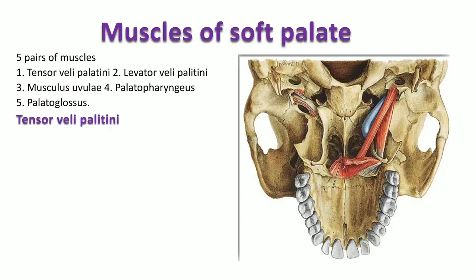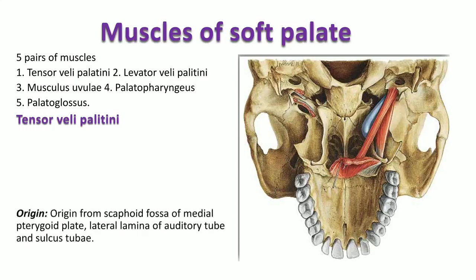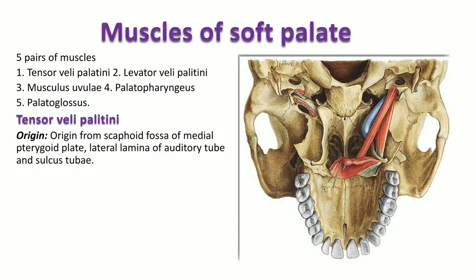Tensor Veli Palatini muscle. As I told you, the tendon of this muscle forms the fibrous framework. Now, here you are able to see the Tensor Veli Palatini muscle. It mainly arises from the scaphoid fossa of the medial pterygoid plate. Here you are able to see the medial pterygoid plate, and there you are able to see the lateral pterygoid plate. We just trace the origin to the medial pterygoid plate. It encloses a small fossa near the root, and that is called the scaphoid fossa.